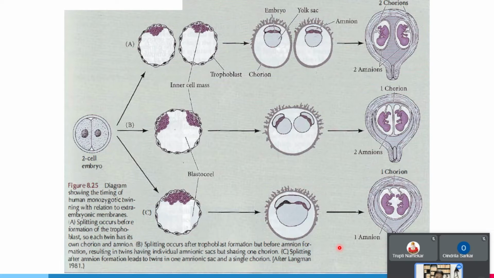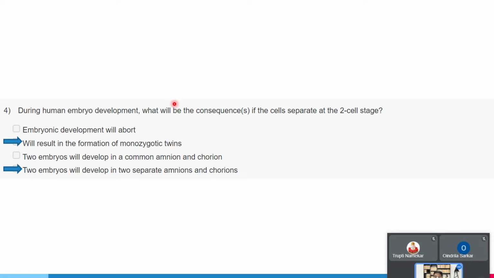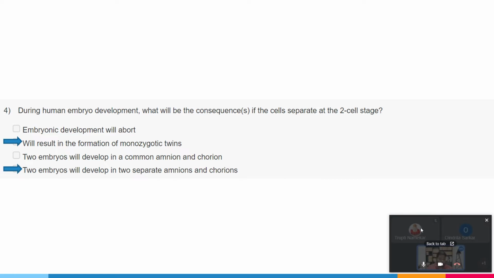So the correct answer to our question is, if the cells separate at the two cell stage, this will result in the formation of monozygotic twins, and the two embryos will have two separate amnions and chorions. So this is also, as Oindrila suggested, the correct answer. Does anyone want to add anything to this? Okay.